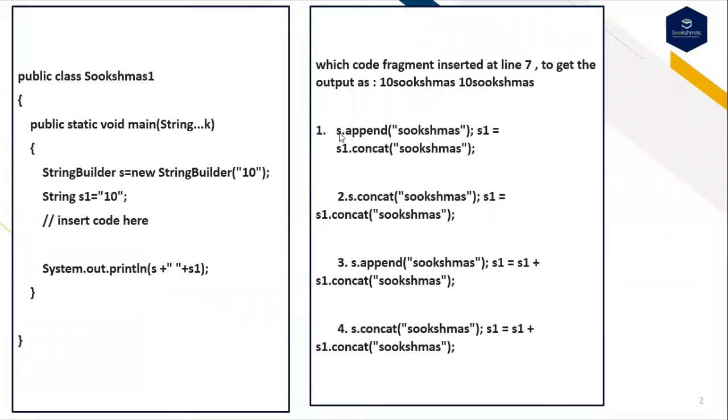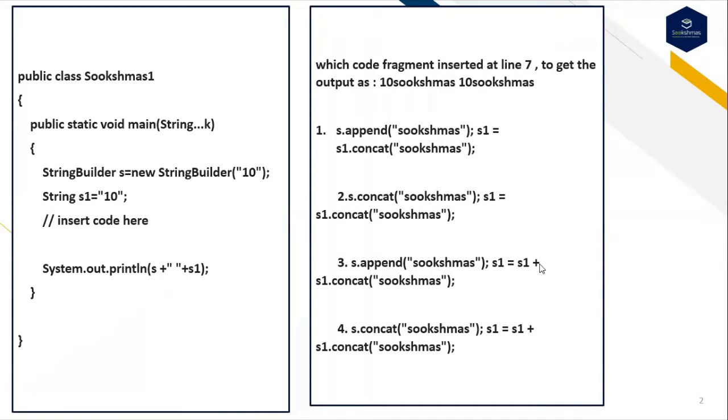This is the first option: s.append followed by Sookshmas, and s1 is equal to s1.concat followed by Sookshmas. This is the second option: s.concat followed by Sookshmas, s1 is equal to s1.concat followed by Sookshmas. This is the third option: s.append followed by Sookshmas with a semicolon.